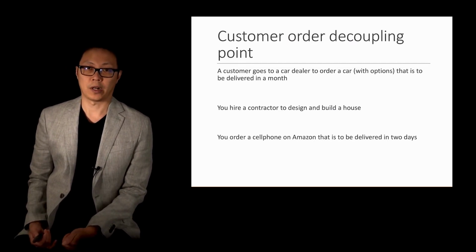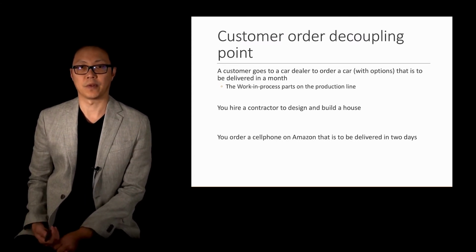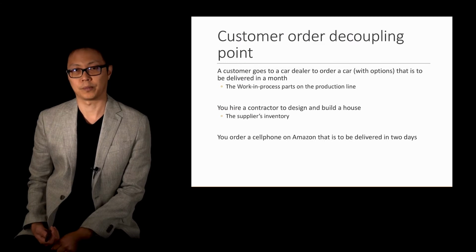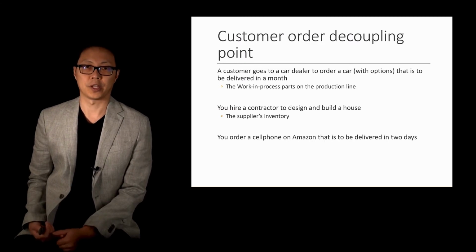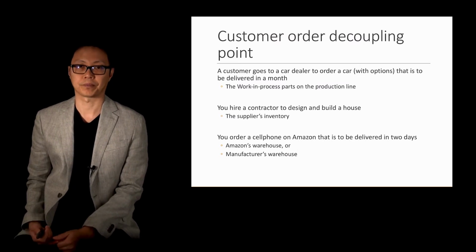When you try to hire contractors to design and build a house, the supplier's inventory is the decoupling point. When you order a cell phone on Amazon, then the decoupling point is either Amazon's distribution centers or the manufacturer's warehouse, depending on where the phone is shipping from.